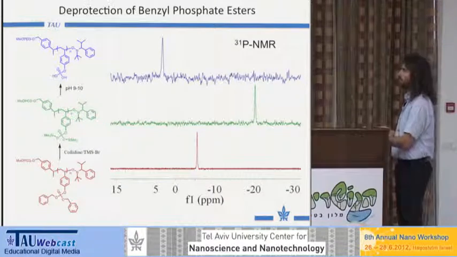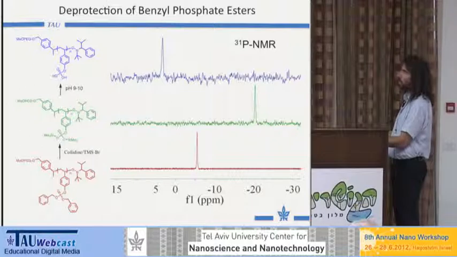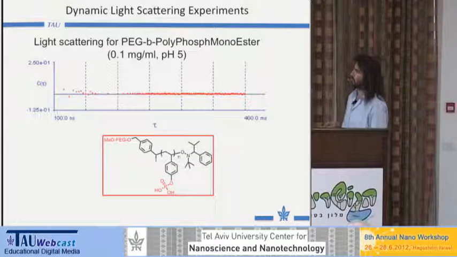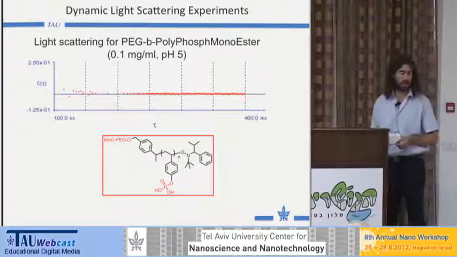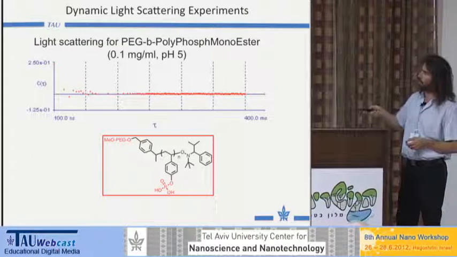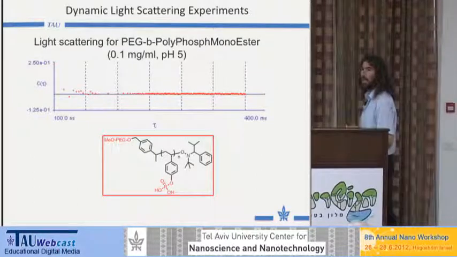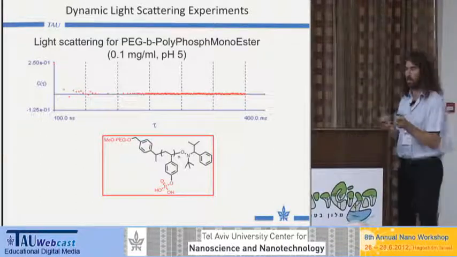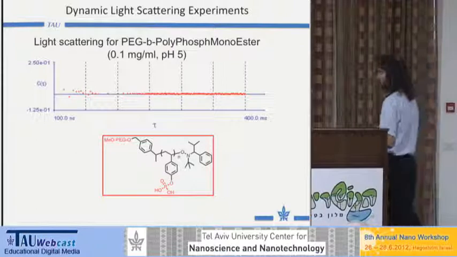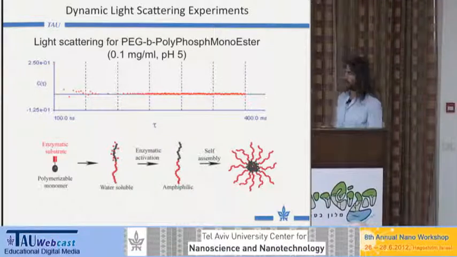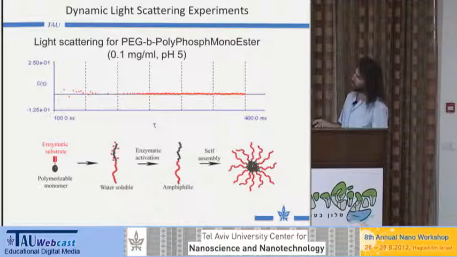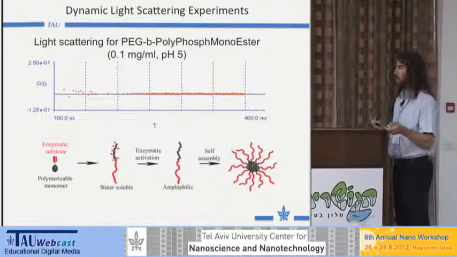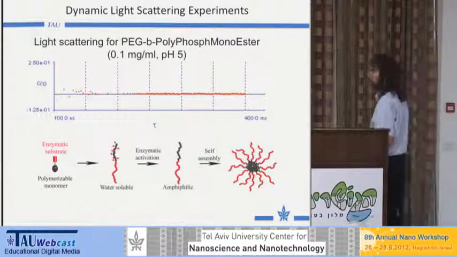So I've shown you. We then take our block polymer and go to dynamic light scattering. We can see very low scattering intensity, indicating that at this concentration, the polymer is water soluble and doesn't aggregate, so it exists in the form of free polymer chains. And so I've shown you so far that we can synthesize tailor-made monomers that are tailored for a specific enzyme and polymerize them into this water-soluble polymer.